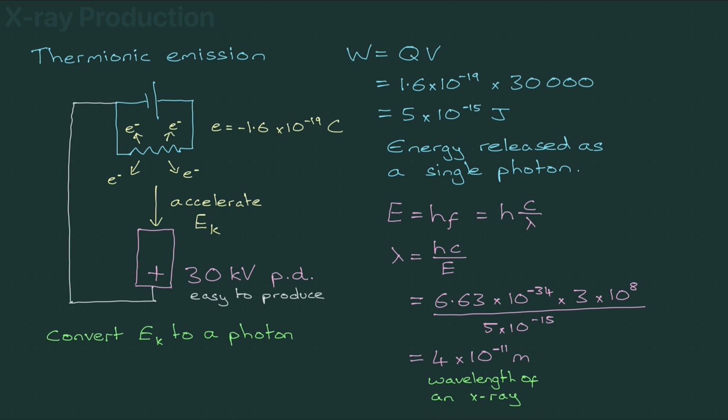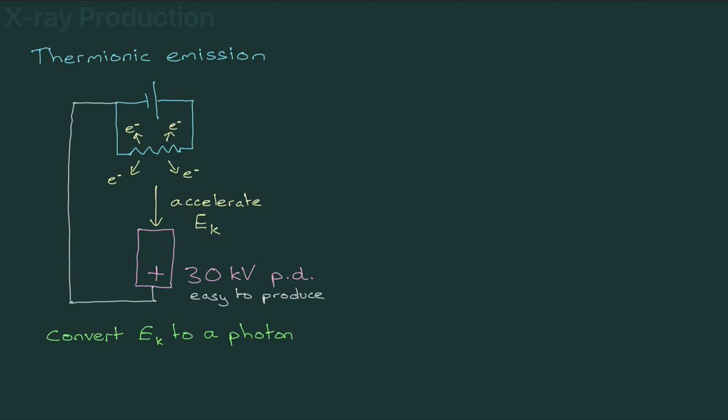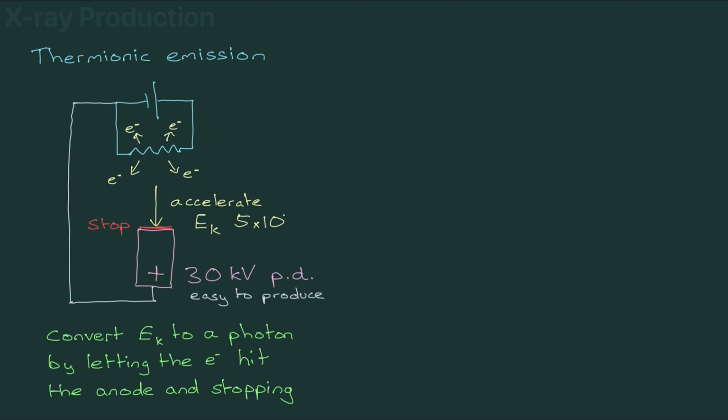The next problem to be solved is how to get that photon. The obvious way to get the kinetic energy of the electron into another form is to stop the electron. And that's exactly what we're going to do. Quite simply, we let the electron hit the anode and come to a stop. Kinetic energy goes from 5 times 10 to the minus 15 joules to 0 joules. And that energy goes somewhere.